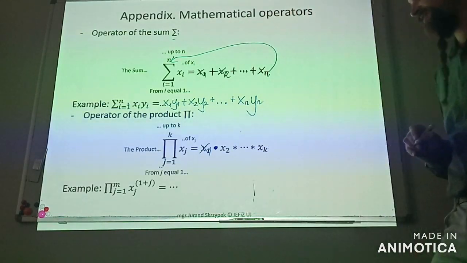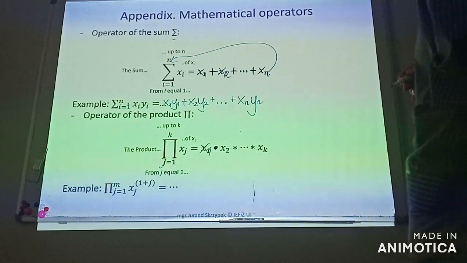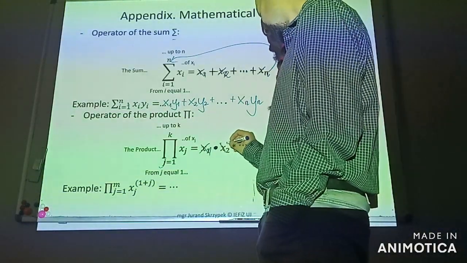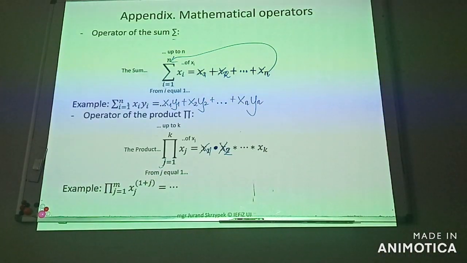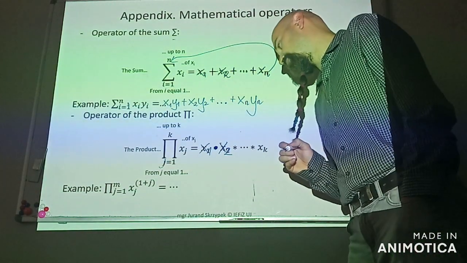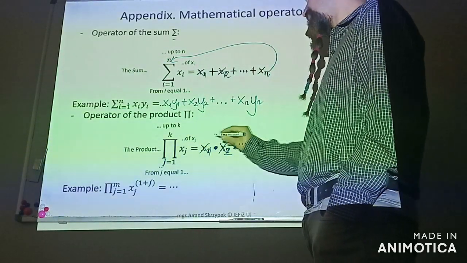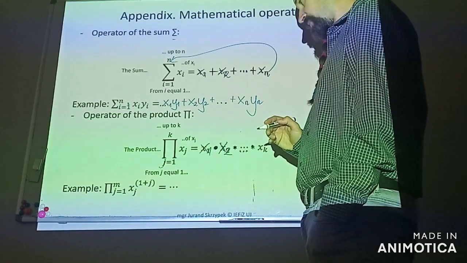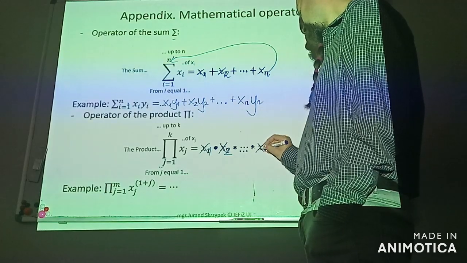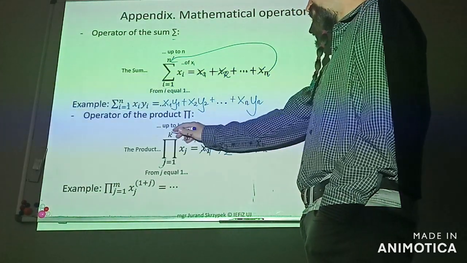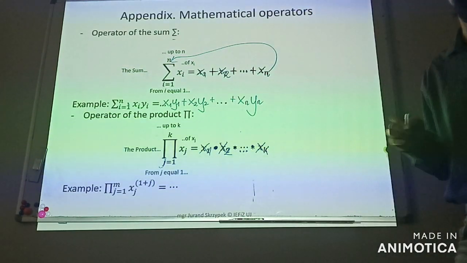In the next step we write a multiplication sign, and the next value in our product will be x2, and so on, 3 dots. At the end we compute the product using the last element, which is xk.